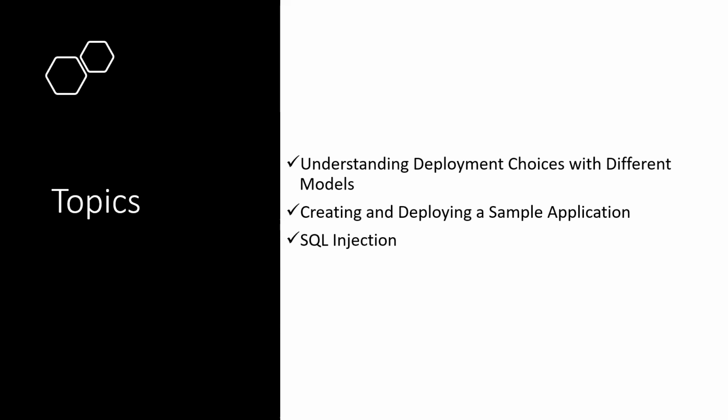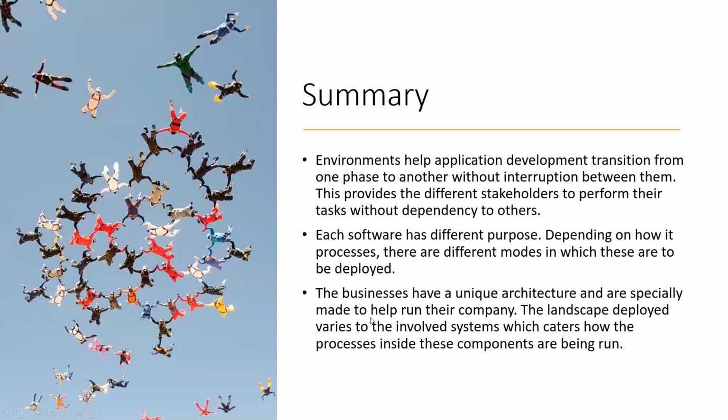So before we end this video, I'd like to share some key takeaways that I took from this chapter. So first is environments help application development transition from one phase to another without interruption between them. So this allows the different stakeholders to perform their tasks without dependency on others. Each software has a different purpose. So depending on how it processes, there are different modes in which these are to be deployed, depending on the need, right?